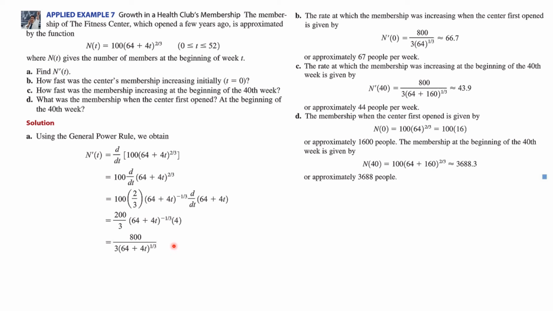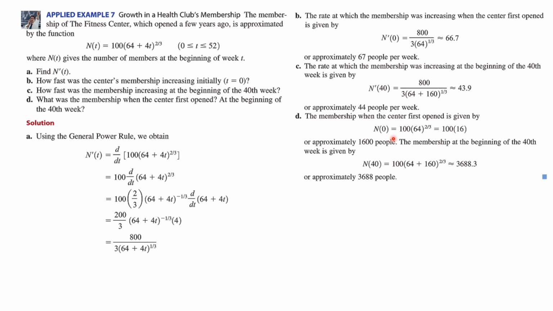And so this is the expression I have, which can be simplified algebraically into this expression. So if I plug these numbers in that they're asking us to plug into this formula, and I usually will ask you to plug in numbers, we get that it's about 67 people per week is the growth when it first opened. At the end of the 40th week, it's increasing by about 44 people per week.